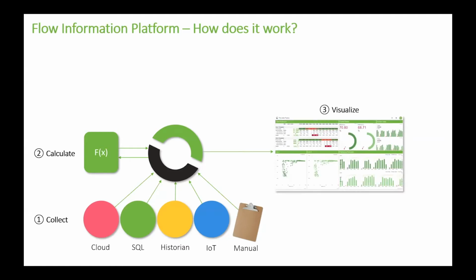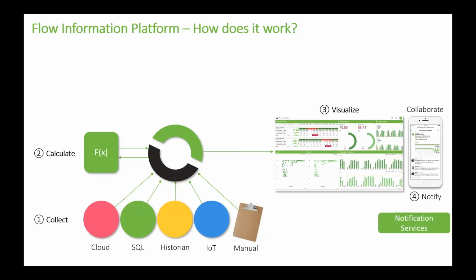The next step is to visualize, and I've shown you a couple of examples of that. This is HTML5, can be shown on big screens in production halls. It can be used on your laptop or on your projector in meetings. It can be used on your tablets, for example, wherever you have a browser that can access your Flow server.